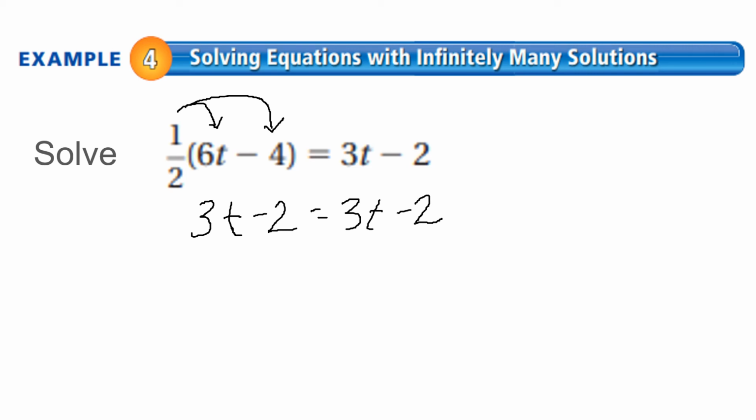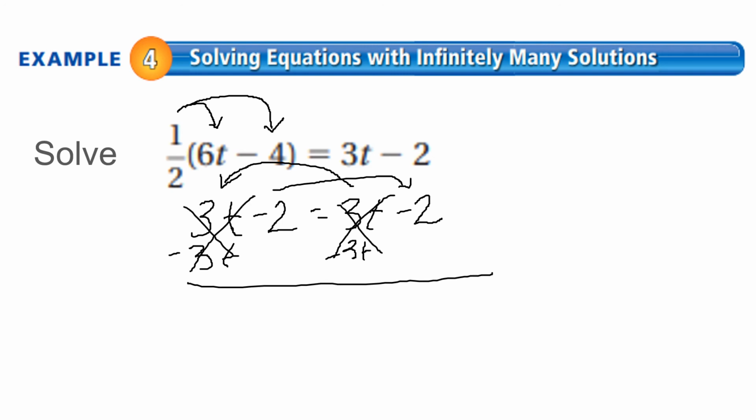Now, as you can see at this point, our left side and our right side is exactly the same. This is how you know that you're going to have infinitely many solutions, because when both sides are exactly the same, it doesn't matter what you substitute in for t, you're still going to get the same answer on both sides. So if we did what we did earlier and we get our variable terms on one side and our constant terms on the other side, what's going to end up happening is you're always going to end up canceling everything out.